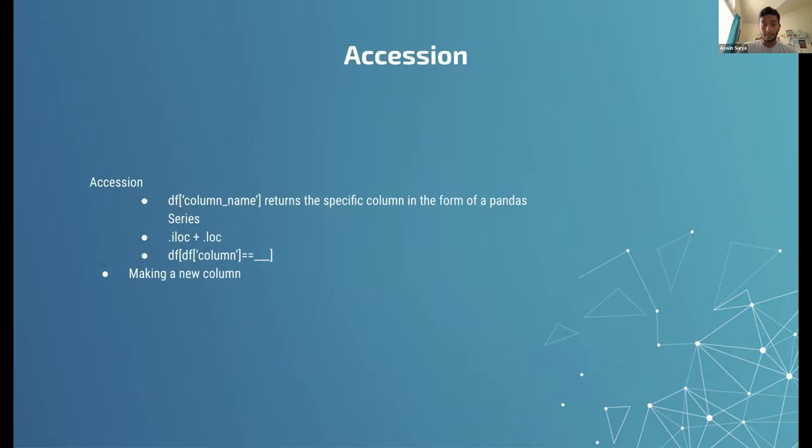Next is accession. So df and the parameter column name, whichever the name of the column is, returns the specific column in the form of a pandas series. So let's say you have a bunch of columns and you want to grab a specific column to manipulate it or get the data. Then you would just have to type the column name and get that column.